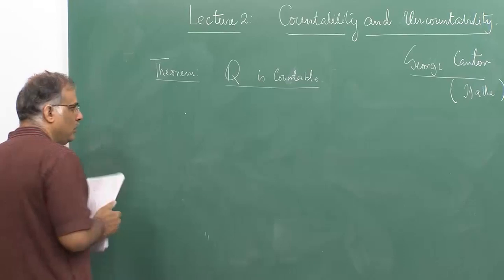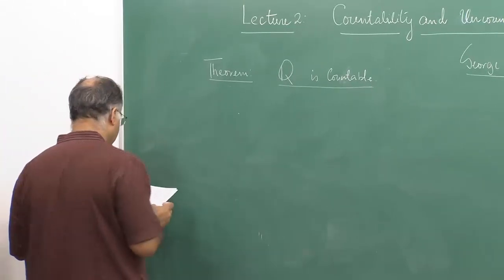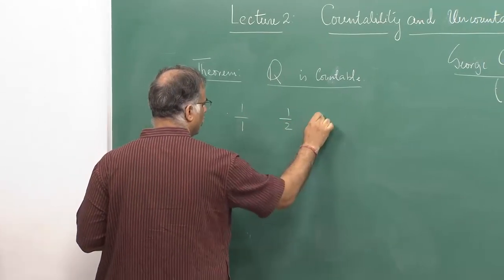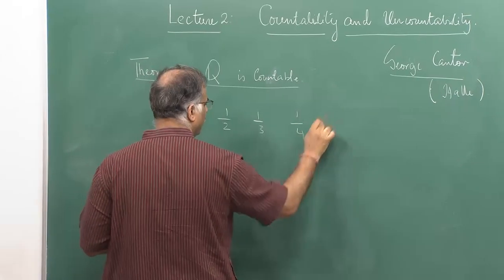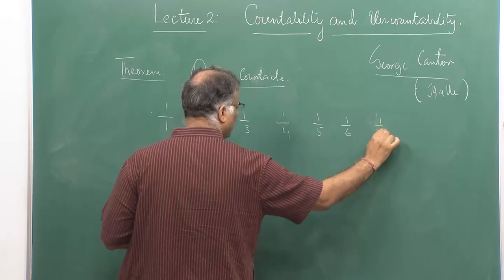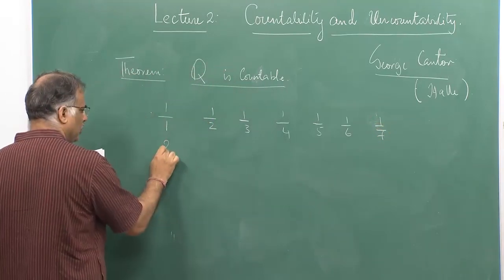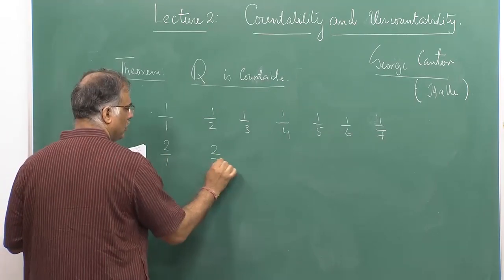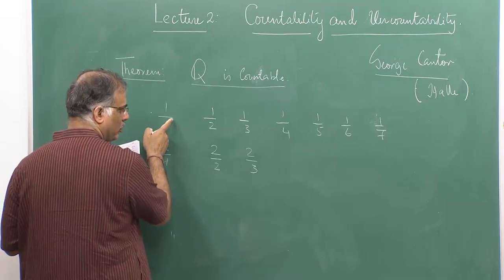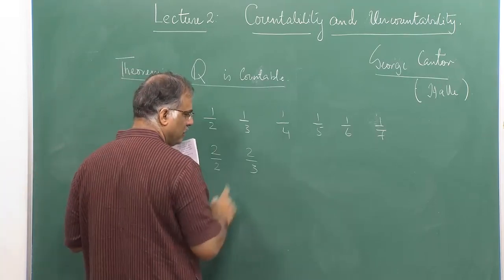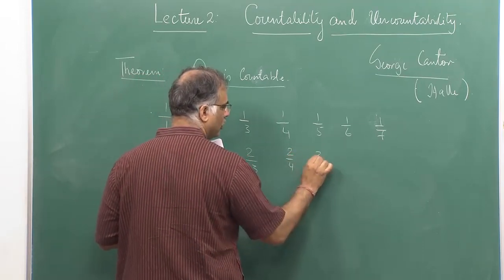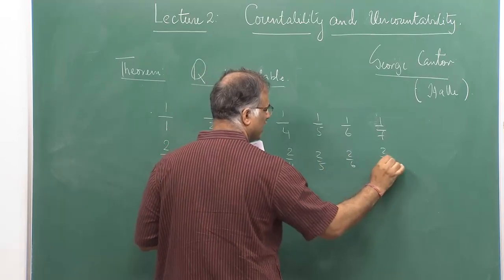So I am arranging the rationals. What I am doing is this. I am taking the number 1, then I am writing 1 by 1, 1 by 2, 1 by 3, 1 by 4, 1 by 5, 1 by 6, 1 by 7, and so on. Similarly, take the number 2 and write 2 by 1, 2 by 2, 2 by 3. You can say, okay, I have repeated 1, because 1 by 1 is the same as 2 by 2. That doesn't matter. But 2 by 3, 2 by 4, 2 by 5, 2 by 6, 2 by 7, and so on.